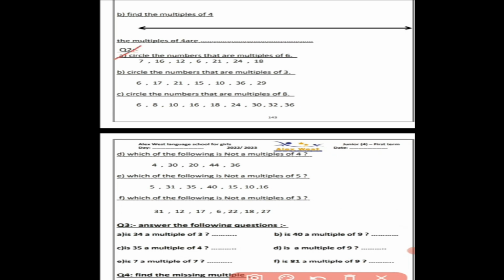Question number 2. Circle the numbers that are multiples of 6. For multiples of 6, the number can be divided by 6. 7? No. 16? No. 12? Yes, we have 6 times 2 to get 12. 6 is a multiple of 6. 21? No. 24? Yes, we have 6 times 4 equals 24. 18? Yes, a multiple of 6. 6 times 3 equals 18.